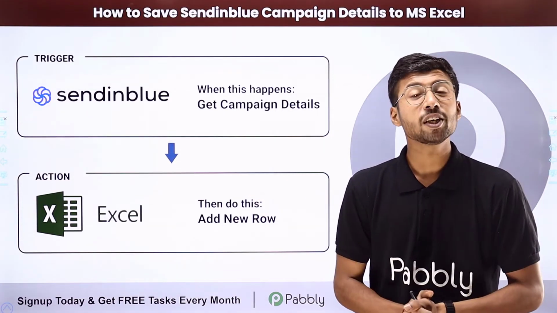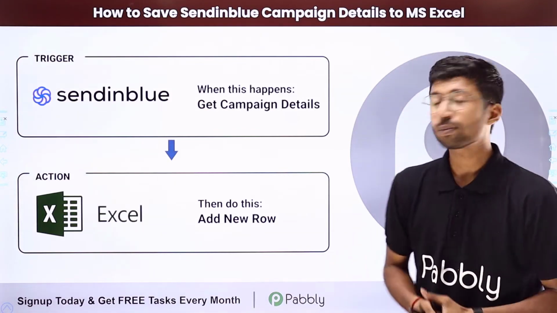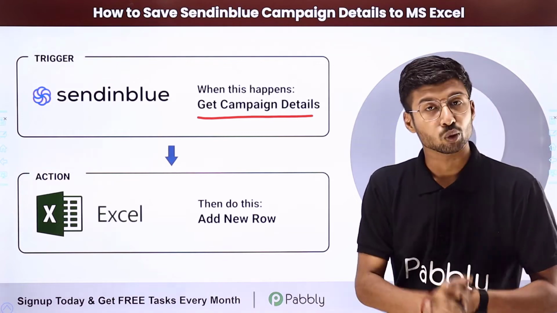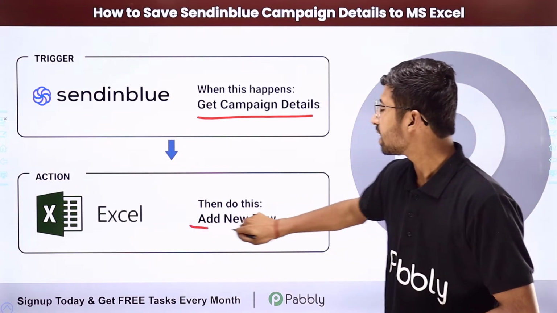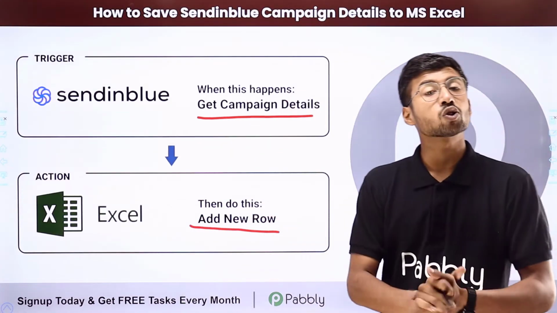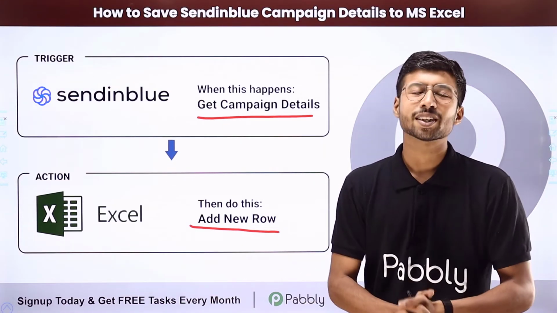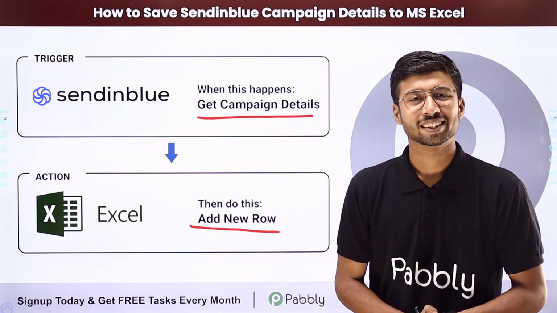You can completely automate this process, and the trigger of this automation will be receiving the details of the campaign from Sendinblue. And the action will be adding that same data, same campaign details, to Microsoft Excel as a new row. Now how can you set up this automation? To know this, you have to come with me to my screen.